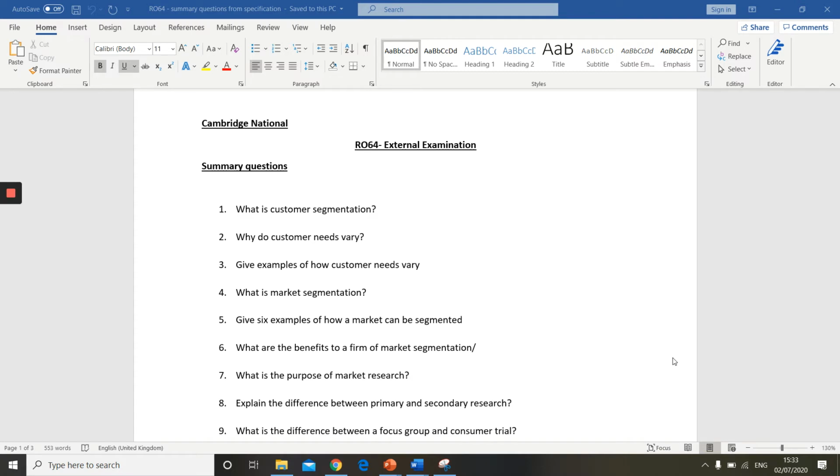Okay, question number 9. We're still looking at types of market research here, but we're being a little bit more specific. So what I'm after is for you to note down the difference between a focus group and a consumer trial. So the best thing to do is tell me what a focus group is and the purpose of it, and then tell me what a consumer trial is. Pause the video now and note your answer.